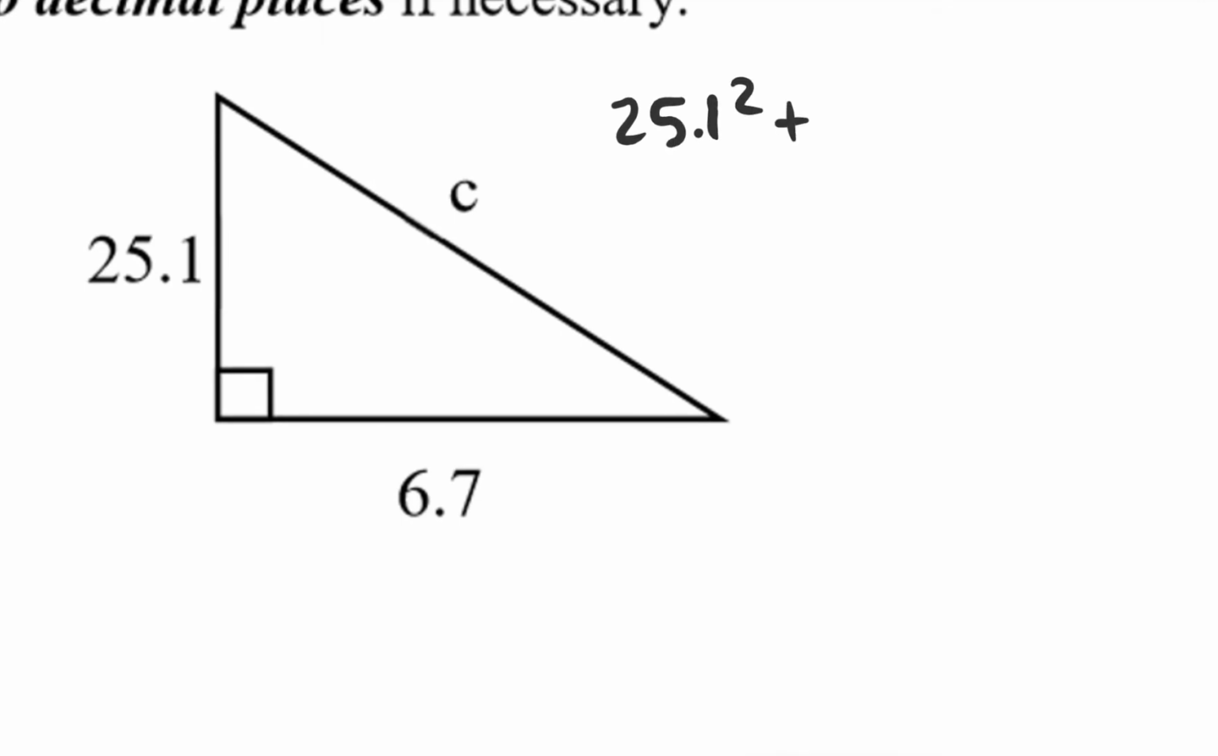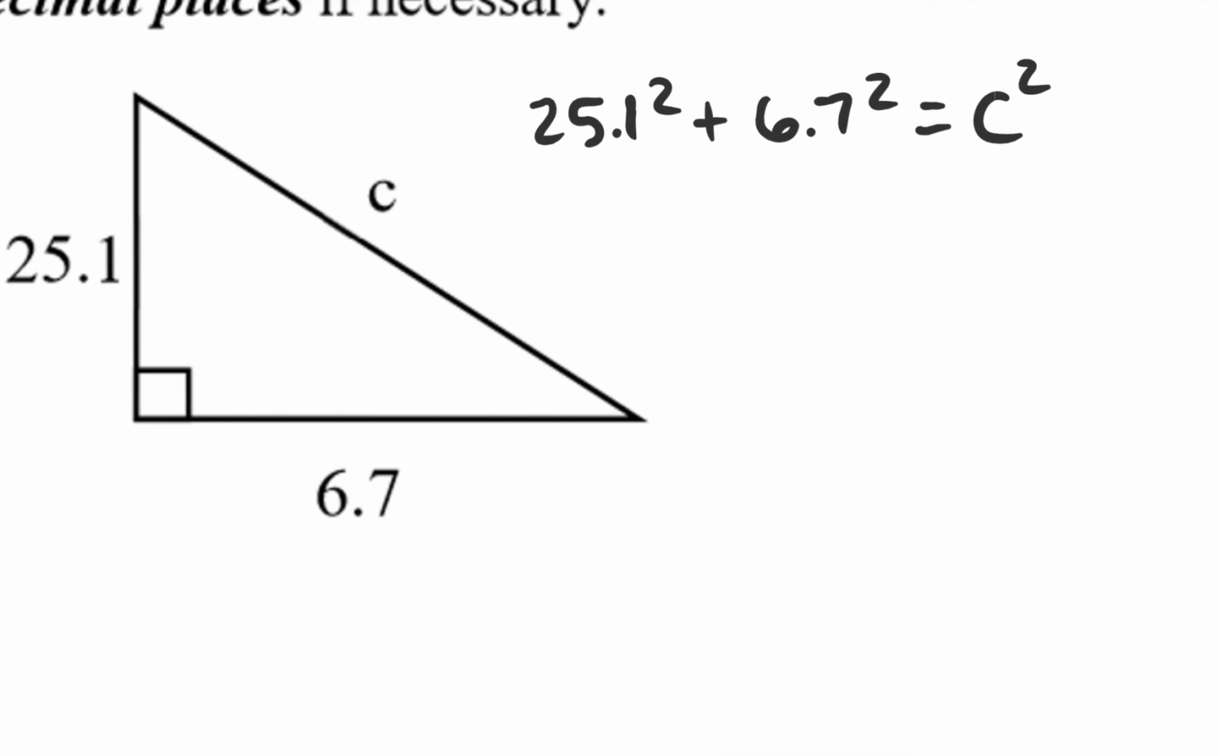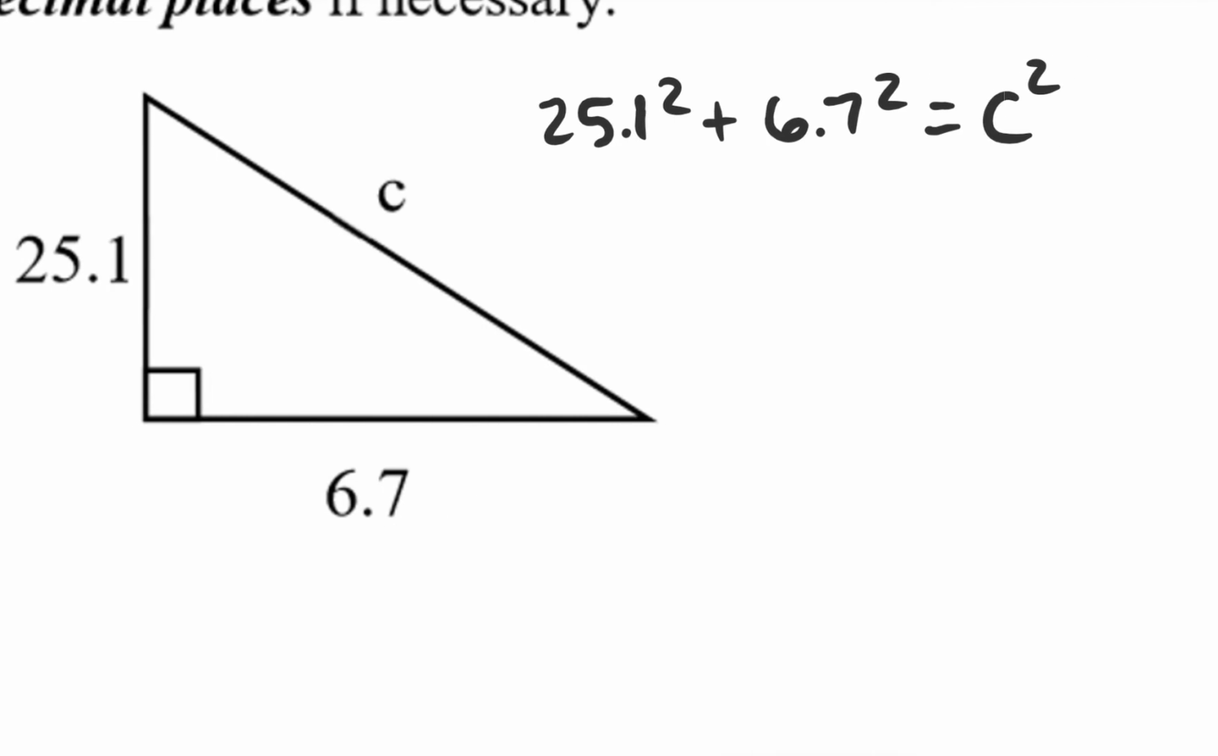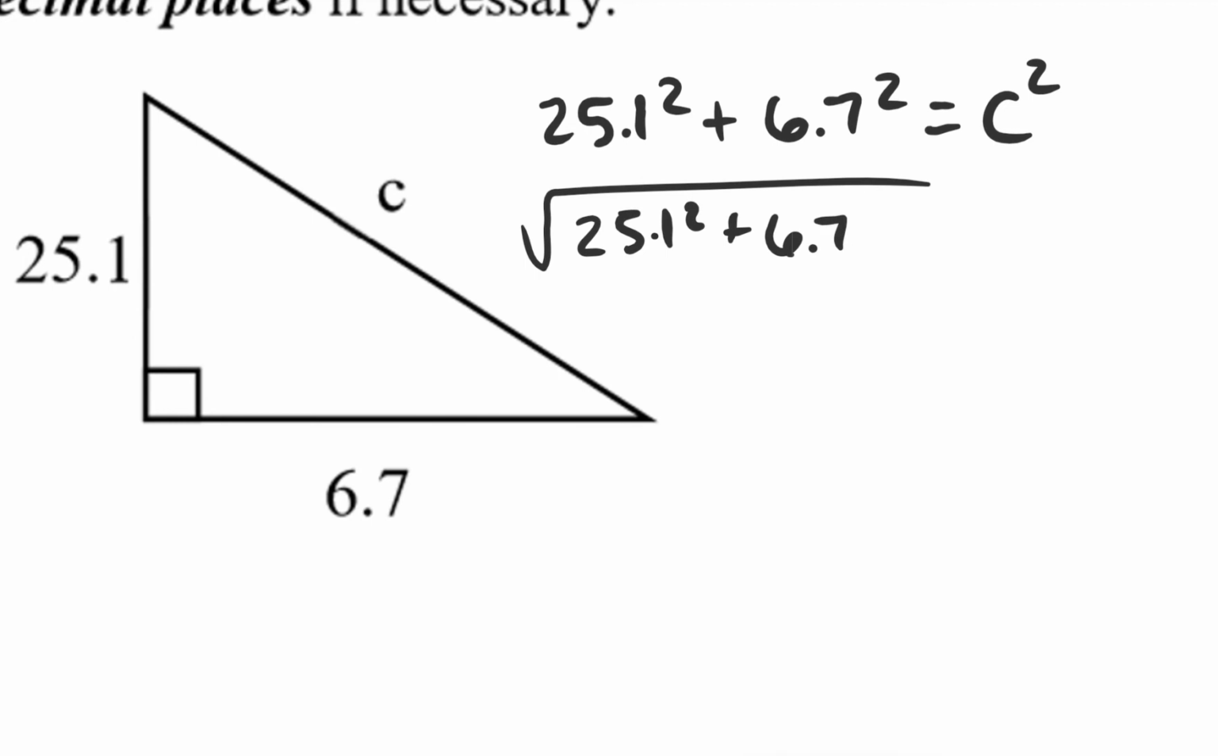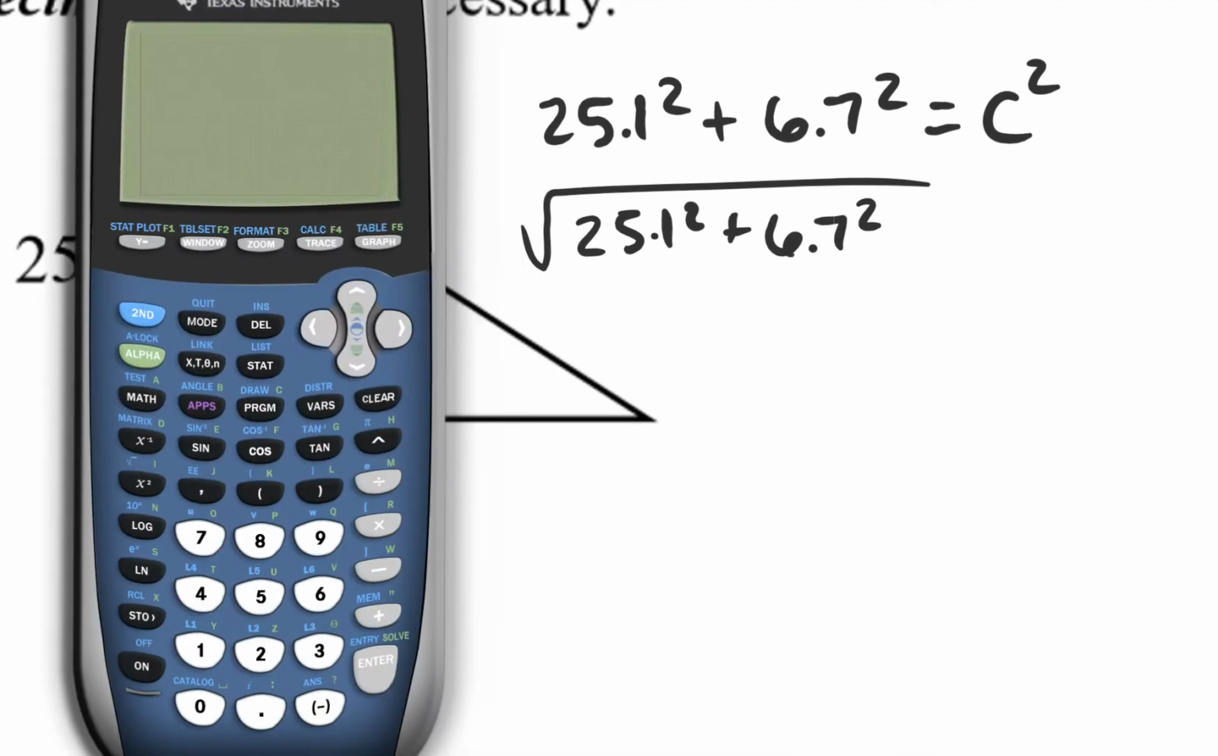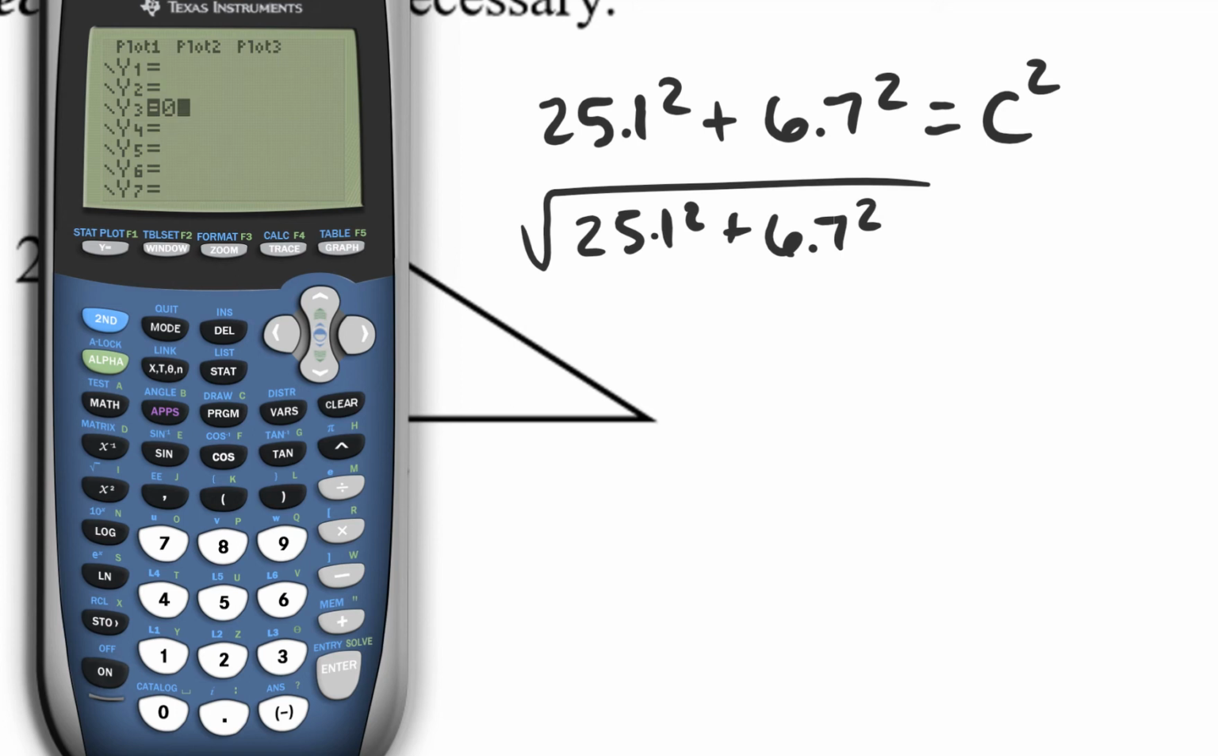25.1 squared plus 6.7 squared equals the length of the hypotenuse, c squared. So in order for me to find the length of c, I'm going to take the square root of each side of this. So c ends up being the square root of this sum, 25.1 squared plus 6.7 squared. And I'm just going to go ahead and grab our calculator here and evaluate this expression.